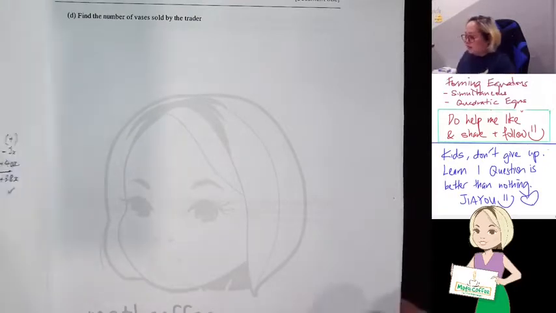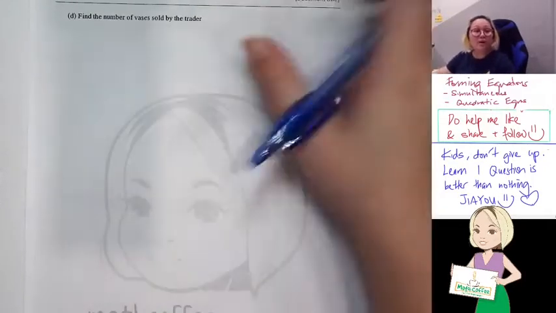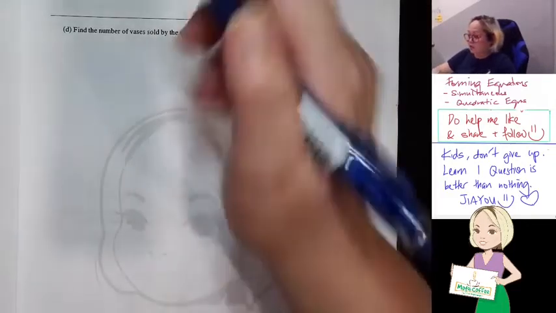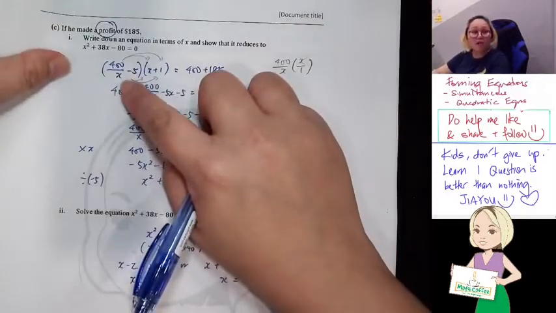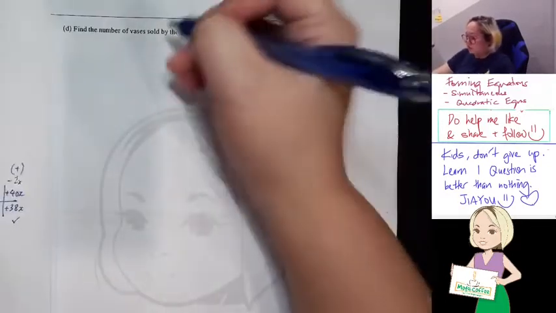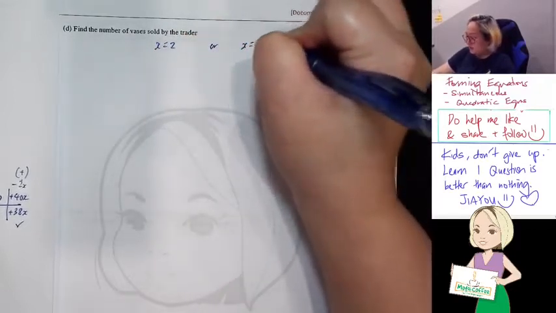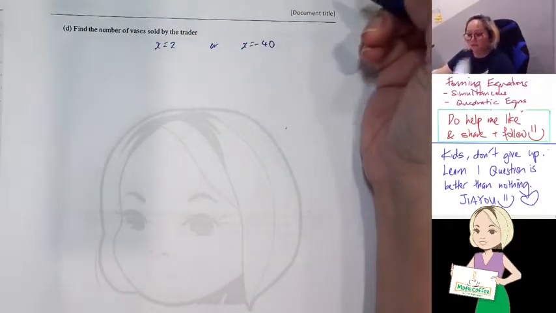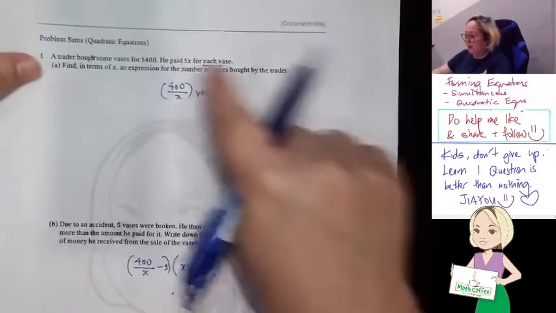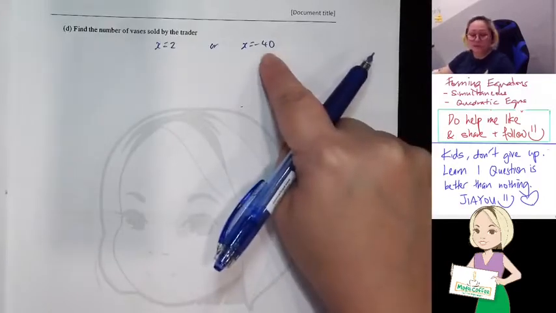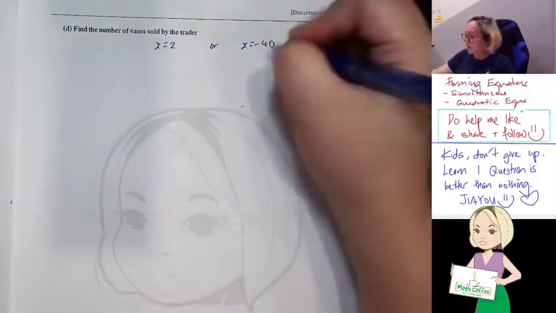So then they ask the last part. They ask you to find the number of vases sold by the trader. So how many vases did he sell? In terms of expression, it was 400 over x minus 5, remember? So now, my x is 2 or x is negative 40, and what is x? To recall back, x represents how much he paid for the vase. So it doesn't make sense to have minus 40. Then you reject it under part D.